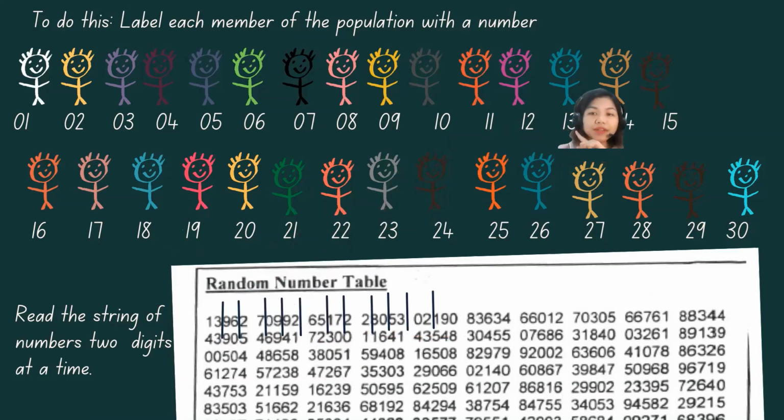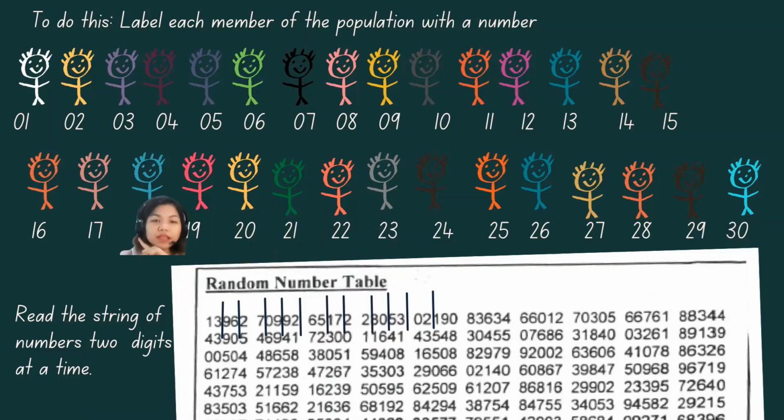Of course, we have here 13. 96, wala. Kasi lagpas po siya sa 30, so skip. 27, so meron 27, so selected ka. Tapos 09, meron ding 09. Tapos 92, wala din. Kasi nga, di ba, lagpas. So 30, 65, wala din, so skip natin.